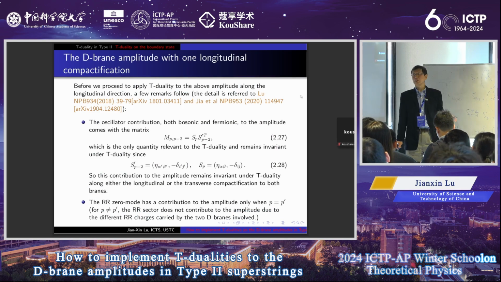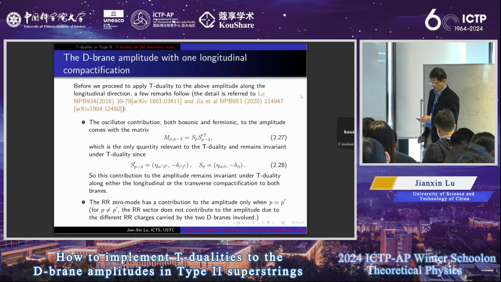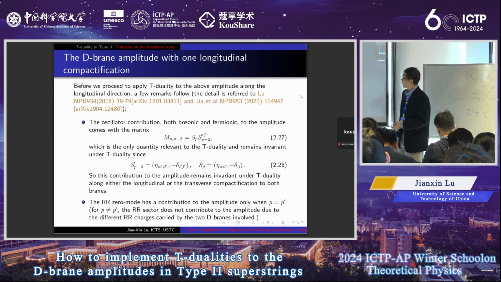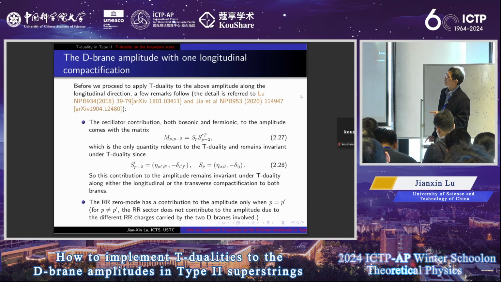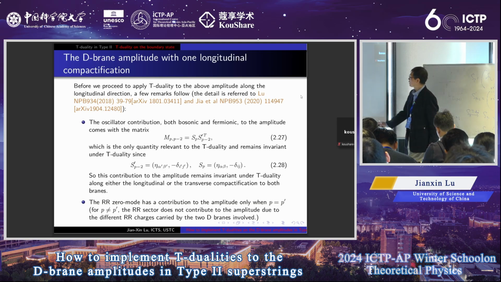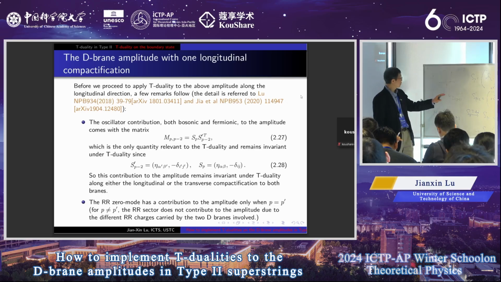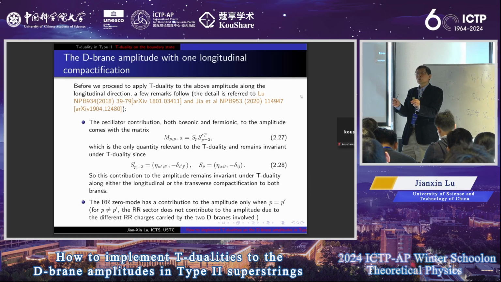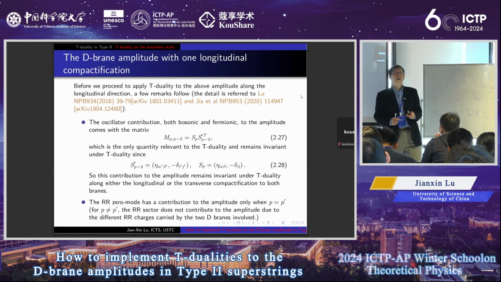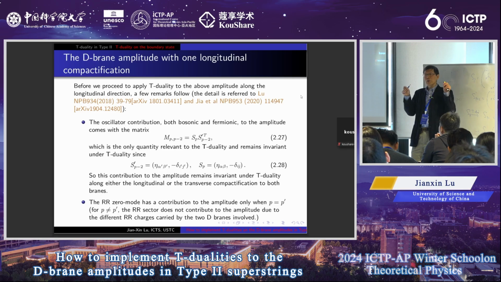Here I just gave a little demonstration that will probably help you understand better. The other issue I mentioned is the zero modes, the Ramond zero modes. The fermionic zero modes contribute to the amplitude in the Ramond sector, but that only occurs when the two kinds of brane have the same dimensionality. Otherwise, this Ramond sector will not contribute to the amplitude, because each D-brane carries different Ramond charge. They don't interact, right? Only for p equal to p1 do we have a contribution, because the two branes have the same Ramond charge.